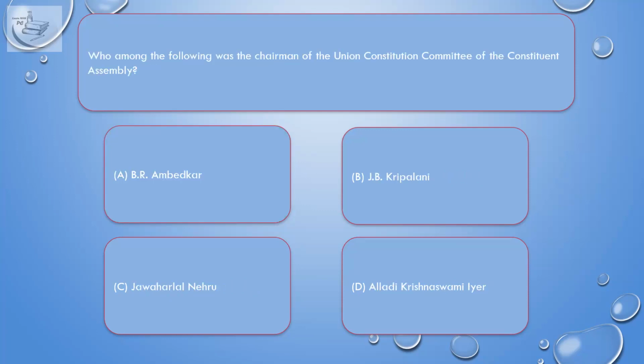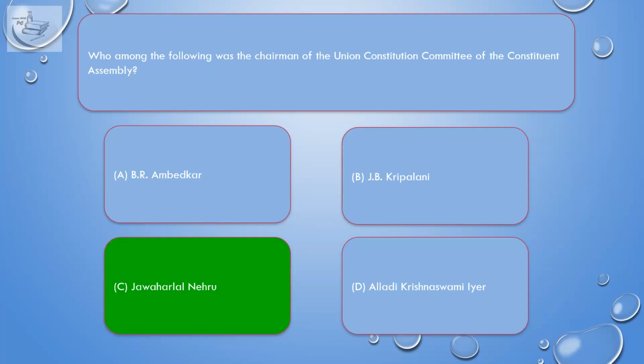Question: Who among the following was the chairman of the Union Constitution Committee of the Constituent Assembly? A. B. R. Ambedkar. B. J. B. Kripalani. C. Jawaharlal Nehru. D. Alladi Krishnaswamy Iyer. Correct answer is C. Jawaharlal Nehru.